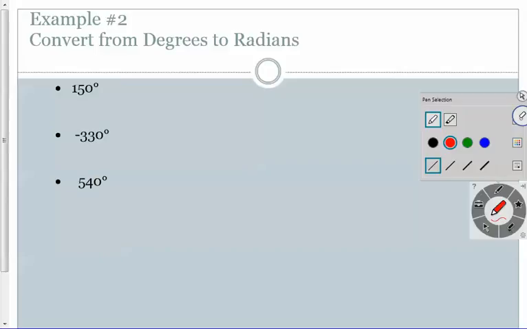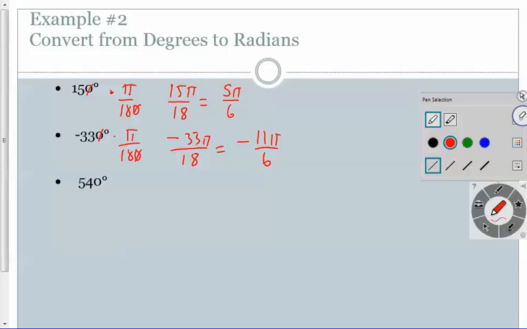Let's go the other way. What if you have to go from degrees to radians? To go from degrees to radians, you're going to use the reciprocal ratio. I'm going to multiply by pi over 180. The zeros cancel, and it's 15 pi over 18, which reduces to 5 pi over 6 radians. Negative 330, I'm going to multiply by pi over 180. Zero goes away. I get negative 33 pi over 18, which reduces to negative 11 pi over 6. 540 degrees, I'm going to multiply by pi over 180. Zeros cancel out. You get 54 pi over 18, which reduces to 3 pi. Simple.